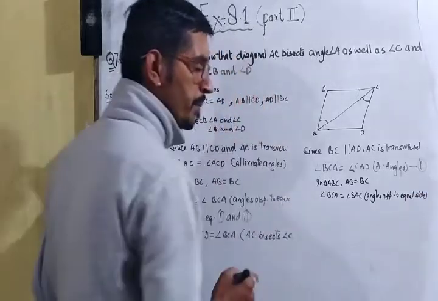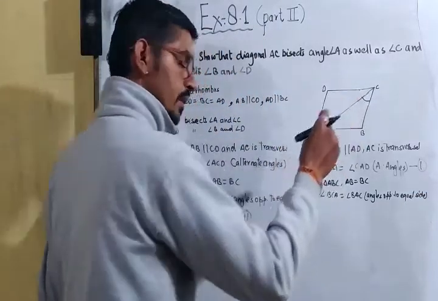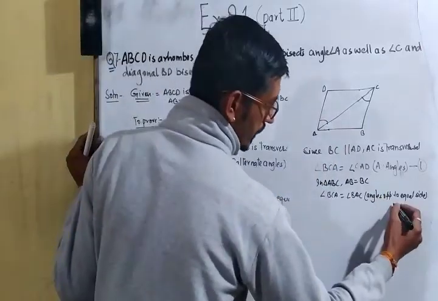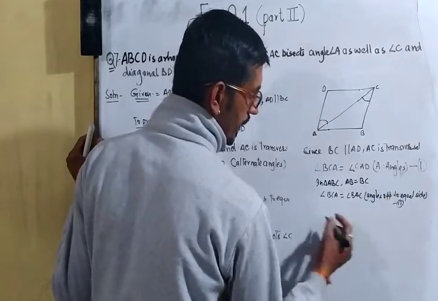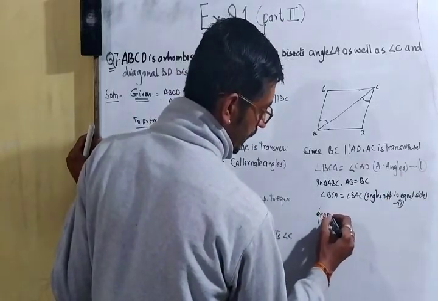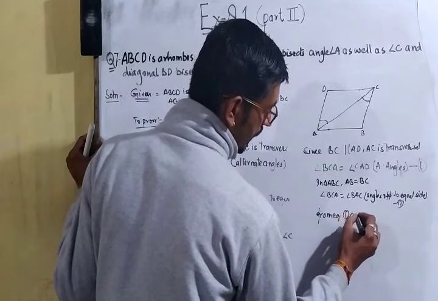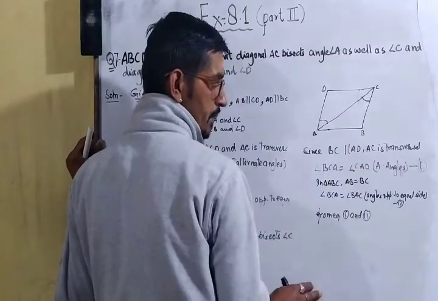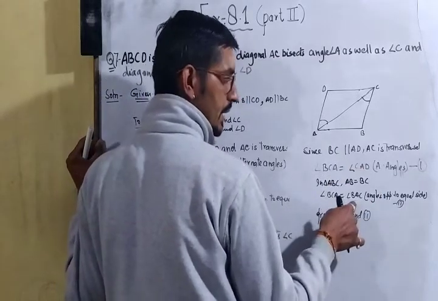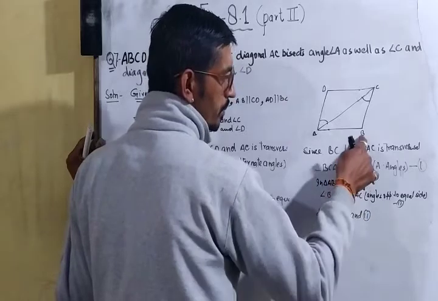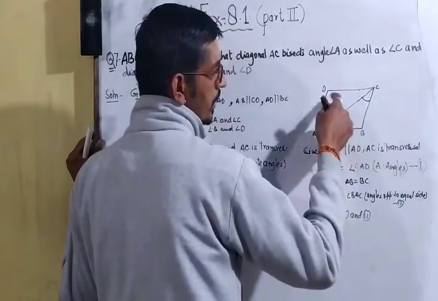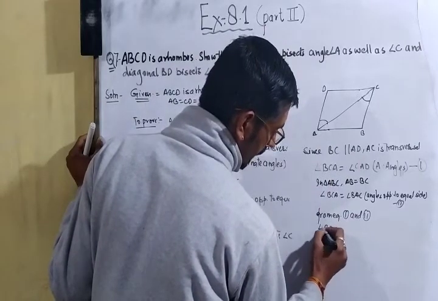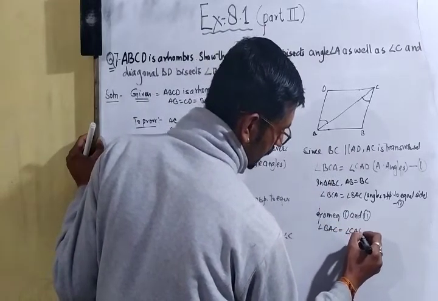Isosceles triangle property: the sides that are equal, their opposite angles are also equal. So now this is equation number 2. From equations 1 and 2, what can we conclude? BCA is equal to CAD, and BCA is also equal to BAC. So BAC is equal to CAD. So angle BAC is equal to angle CAD.